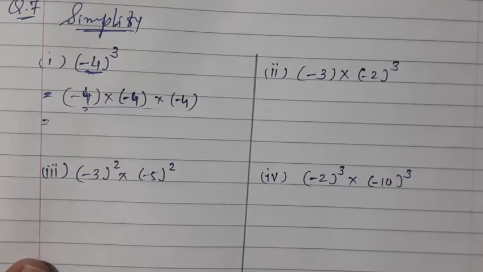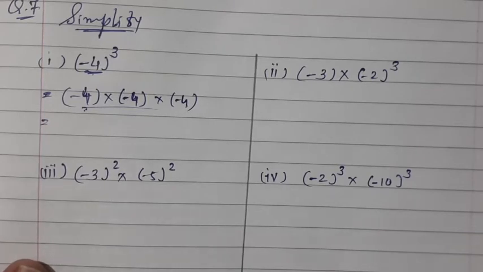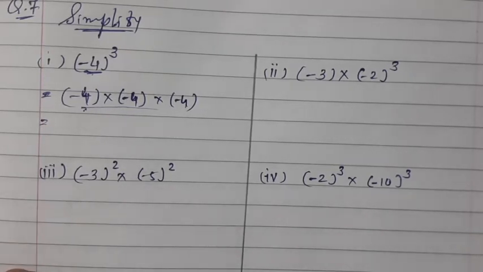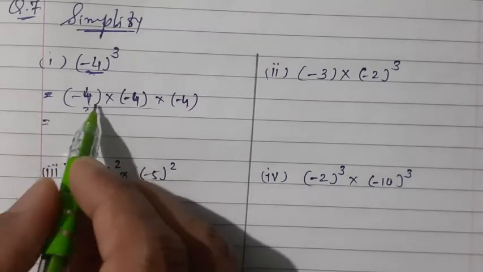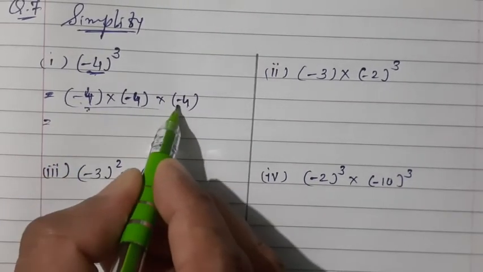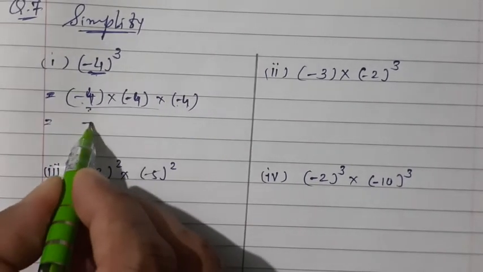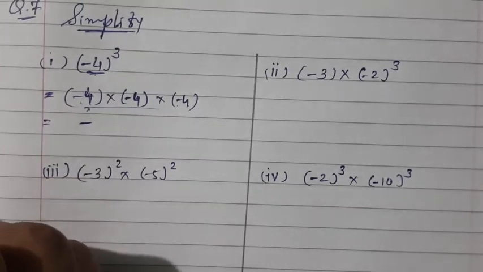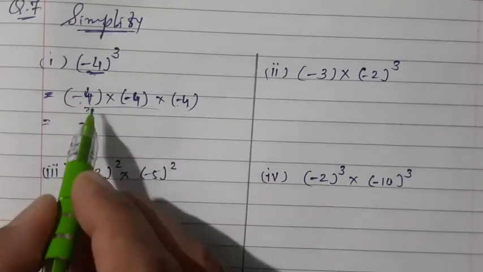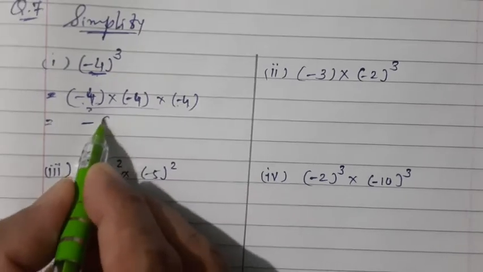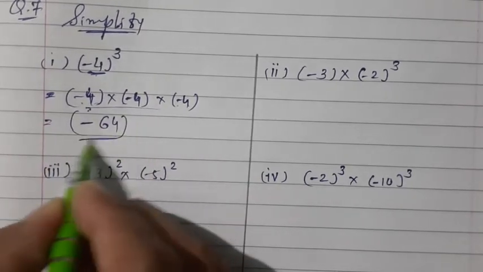Two times minus means minus minus converts into plus, so we get a plus answer. So let me count here: 1, 2 and 3, 3 times is there. 3 means odd number, so we get a minus answer. Now what to do? Just multiply the numbers only. 4 4s are 16, 4 16s are 64. So the answer is minus 64.